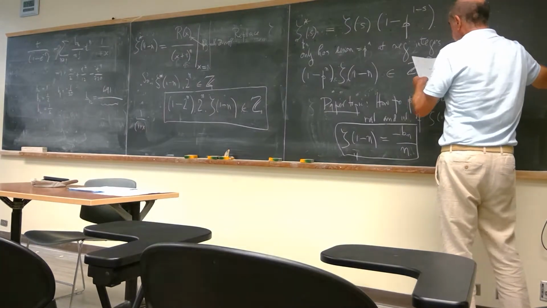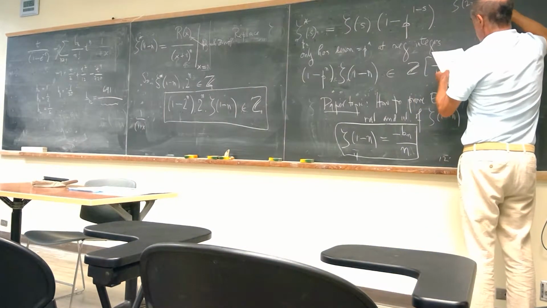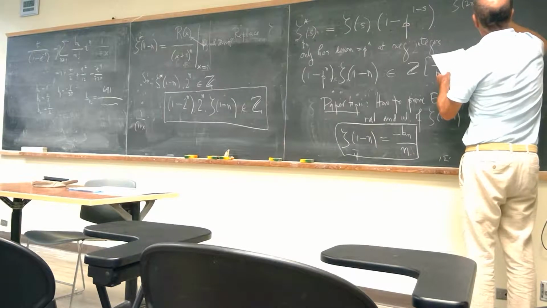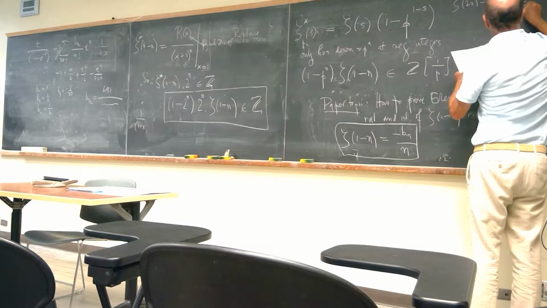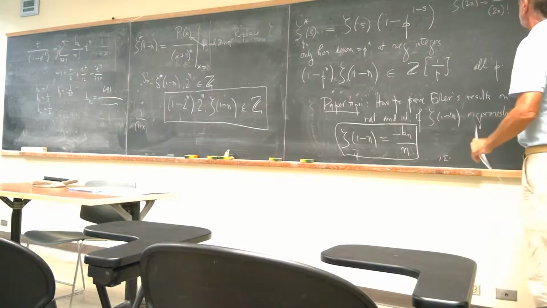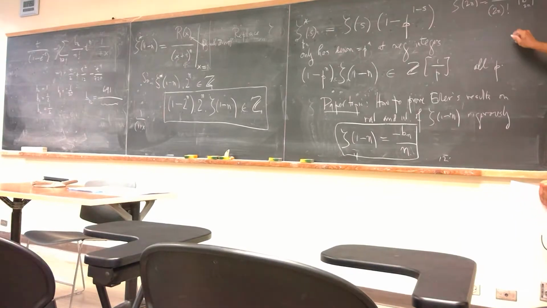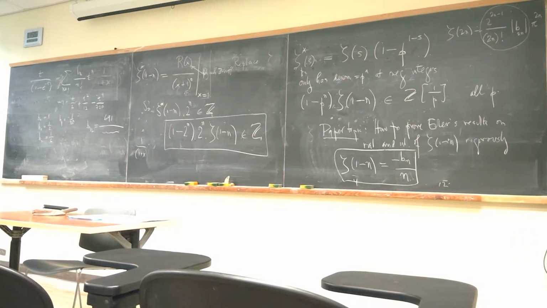The formula for the values at even integers is that zeta of 2n is equal to 2 to the 2n minus 1 over 2n factorial, the absolute value of b2n, times pi to the 2n. So that's a better formula than just saying it's a rational number times pi to the 2n. It tells you what the rational number is in terms of the Bernoulli numbers.